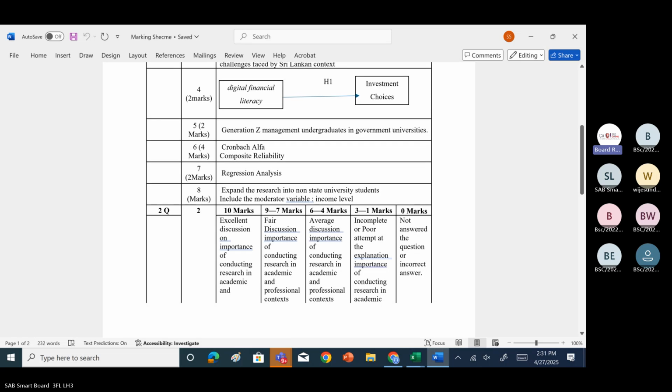Regarding the marking scheme, question number 2, section number 1. I have allocated the marks and given you the mark allocation here. If you write an excellent answer on the discussion of research in conducting academic as well as professional candidates, you will be given 10 marks. Excellent in the sense you need to cover all the things. If it is a fair one, you will get 7 to 9 marks. If it is an average discussion, and I ask you to give examples, you include the examples but only discuss them, then you will get 6 marks.